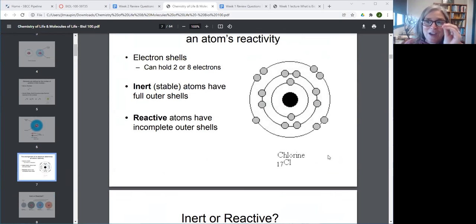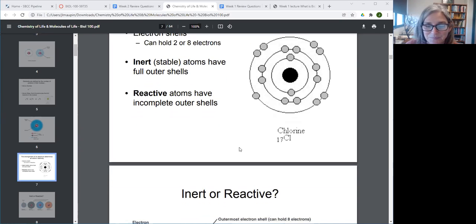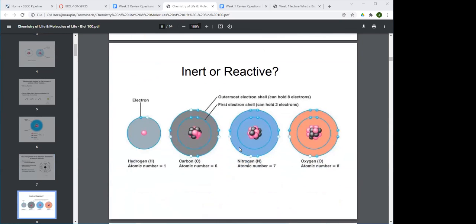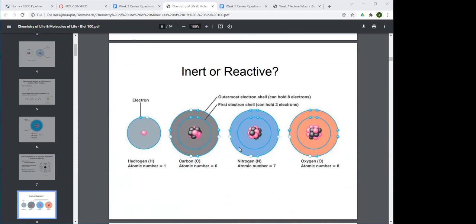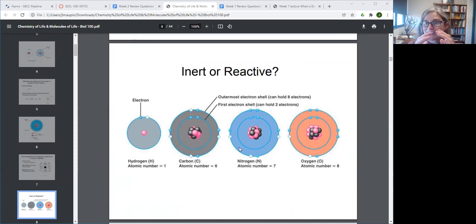But if there are empty spaces in this outermost shell, then that's going to be a reactive atom. So if it's incomplete. Does the first shell only ever hold 2 no matter what? Yes, it just holds 2. So you'd have the first 2, and then you'd have the 8 after that. So the first 2 shells together, when they're full, hold 10.